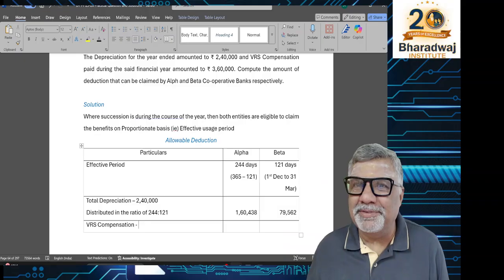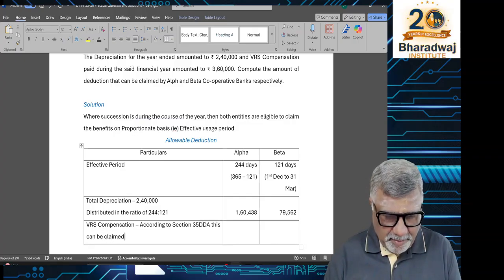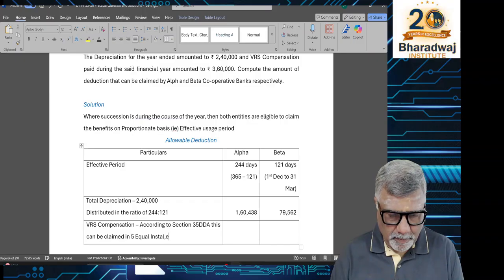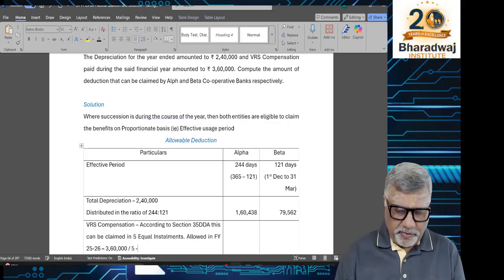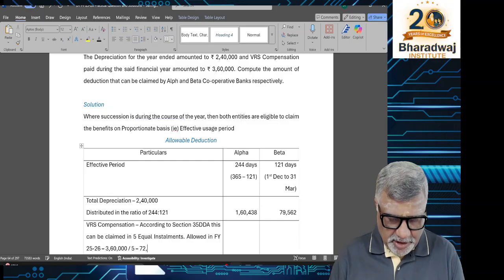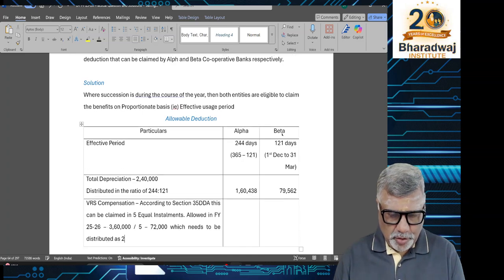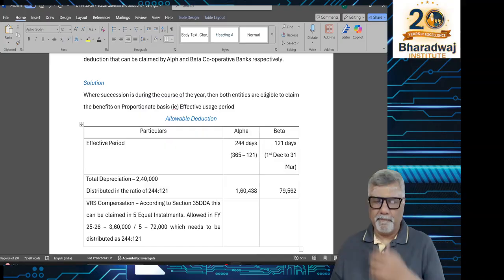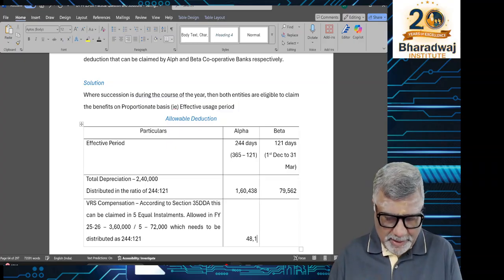This is amortization. According to section 35DDA, this can be claimed in 5 equal installments. Allowed in FY 25-26: 3,60,000 divided by 5, that is 72,000, which needs to be distributed as 244 is to 120. 132.